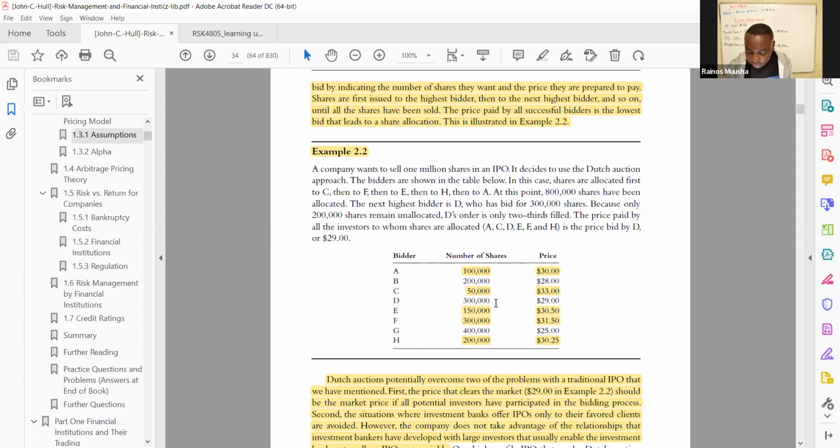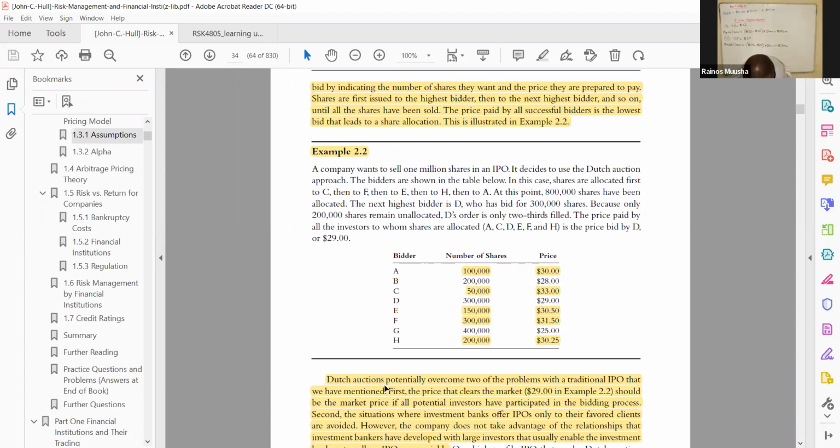So in this case, the price paid by all the investors to whom the shares are allocated is going to be $29, because this is the lowest bid price that has been indicated in this case. So that's basically how it would work with the Dutch auction approach.